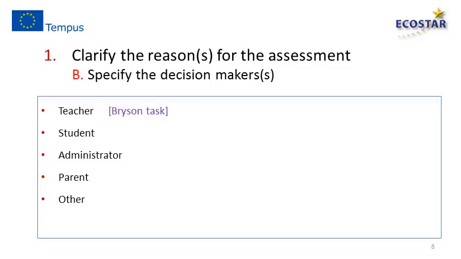Okay, the next point you need to clarify is the decision maker. Who is going to be making the decision? In our case, and in everything that's relevant to you, you probably are going to be the one making the decision. In the Bryson test, you're the one that's going to be rating it and assigning a grade. However, sometimes you can have more than one person involved in making the decision.